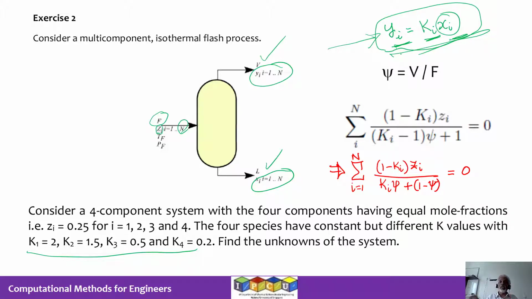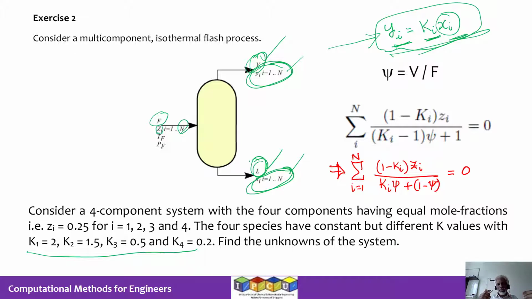The unknowns are V and L, the flow rates of the product streams, and the compositions of the liquid and vapor streams. Just listing here, we have 2n plus 2 unknowns: n vapor phase compositions, n liquid phase compositions, then V, then L. So you can formulate this large set of 2n plus 2 equations in 2n plus 2 unknowns, and you can use the Newton method to solve it. So that's one way of approaching this.